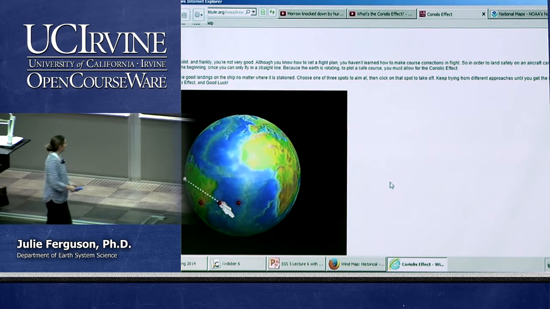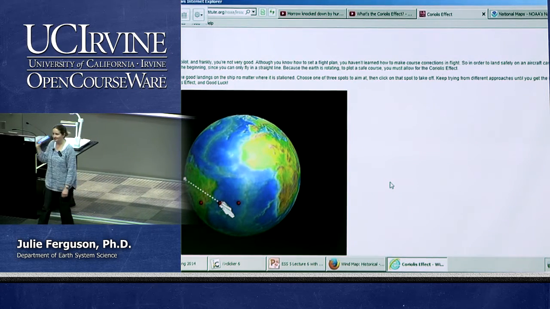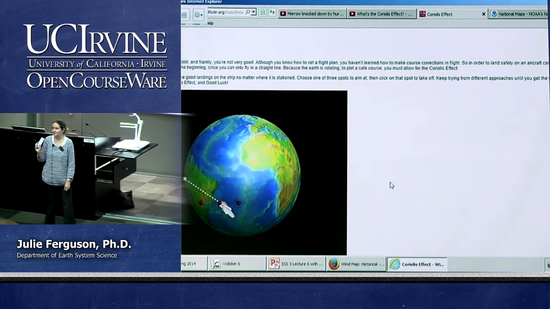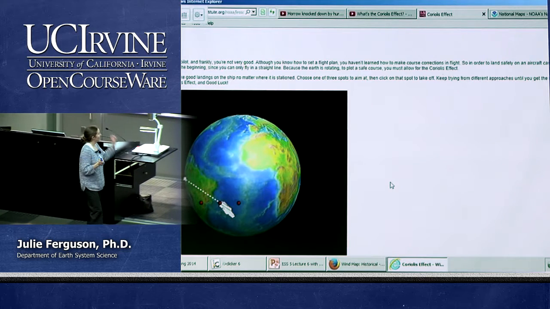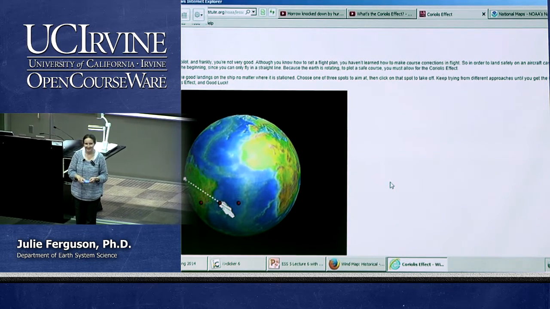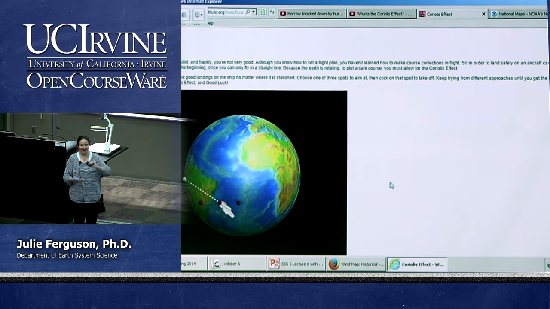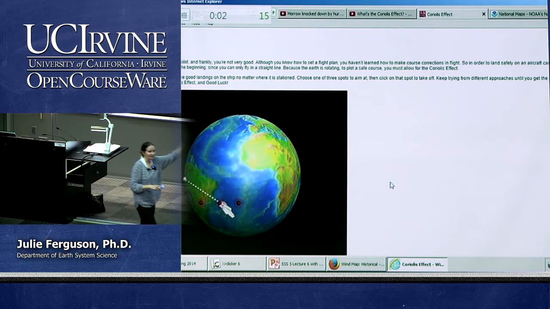So you can choose to aim for the one on the left. If you want the one on the left, choose A. You can aim for the center, B, or you can aim for the one furthest on the right, which is C. Okay? So think about the rotation of the Earth, where he's going to end up, and see if you can actually land him on his aircraft carrier. So, what do you think? A, B, or C?